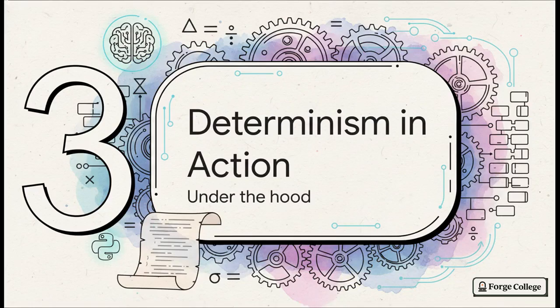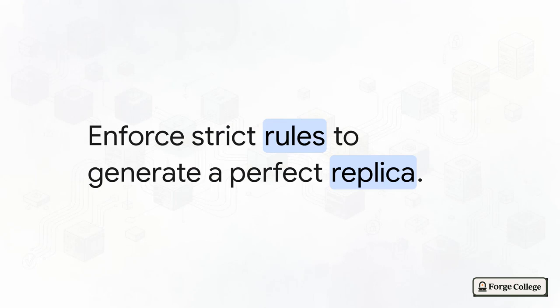Section 3. Determinism in action. Let's get under the hood. If we want to guarantee identical outputs, we absolutely have to standardize how we look at data. We do this using hashing algorithms like SHA-256. But here is the catch, and it's a big one. You need stable canonicalization. What does that mean?